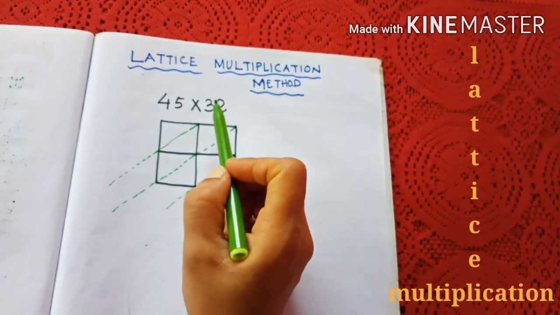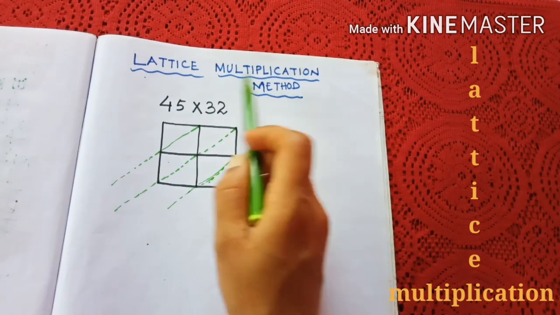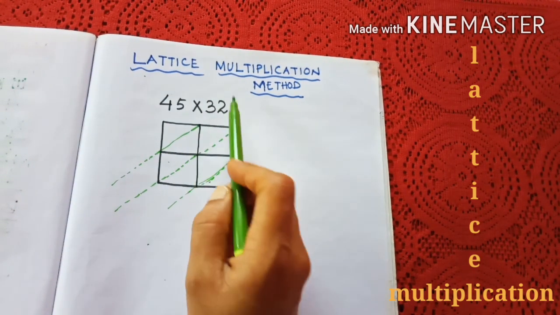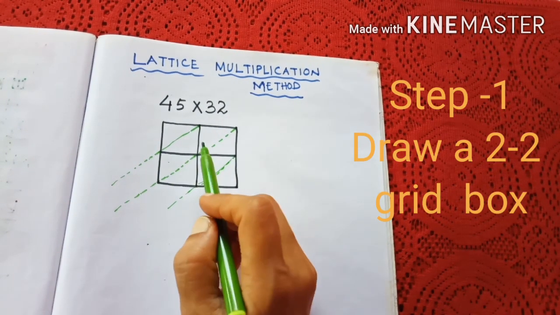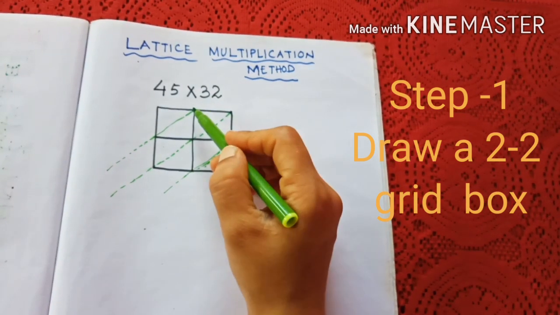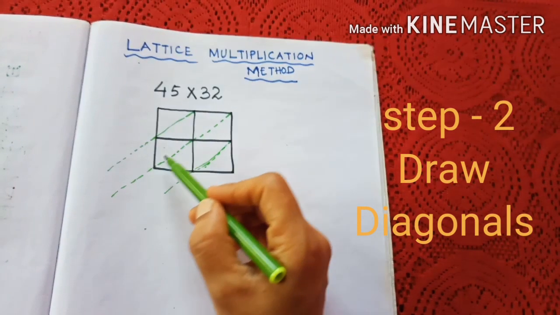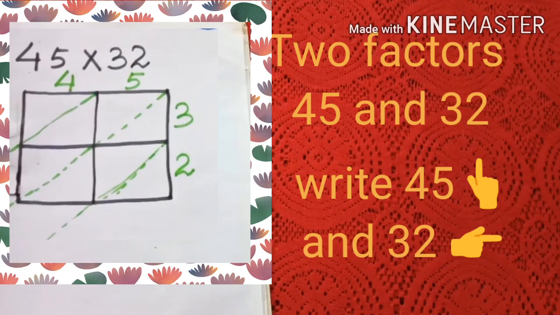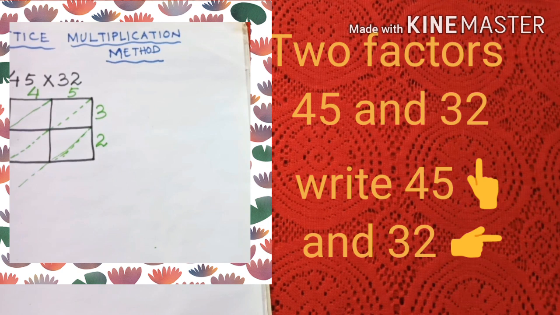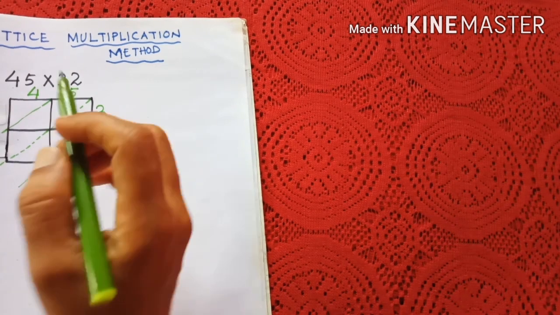Multiplication of a two-digit number with another two-digit number using the lattice multiplication method. To solve these multiplication sums, at first we need to draw a 2 by 2 grid box. Also we need to draw the diagonals so that we can write the answers in these places. Here there are two factors, 45 and 32. So we will write 45, the first factor, at the top and the second factor, 32, on the right side of the grid.